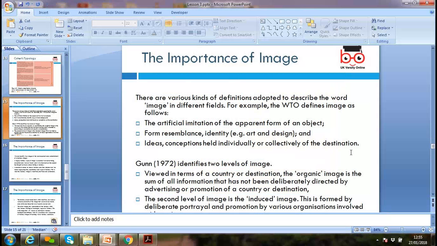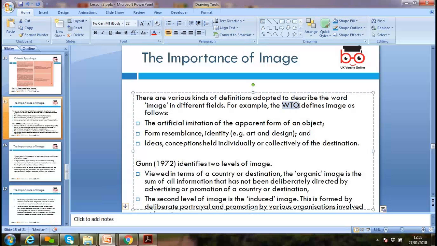Next we look at the importance of image. There are different definitions adopted of the word image in different fields, like by the WTO. What does WTO stand for? It's the World Trade Organization. We have a conference these days as well. The economic forum is happening this last week, where all countries come together to discuss how we can promote trade and improve the lives of individuals, and travel and tourism between countries.